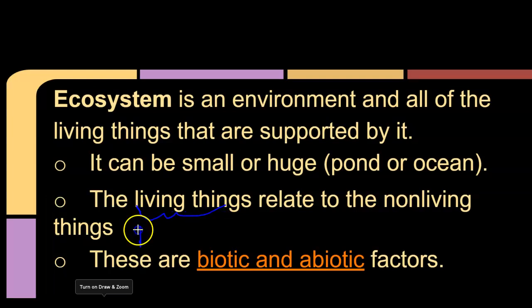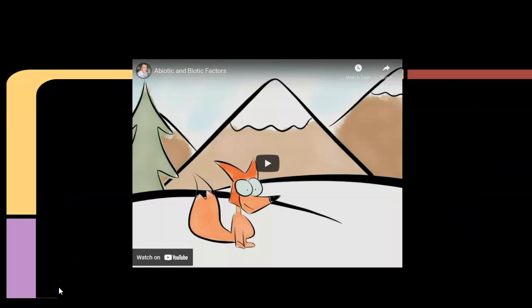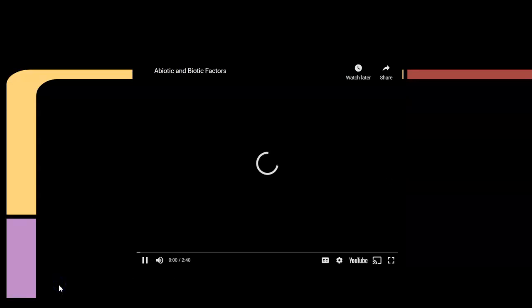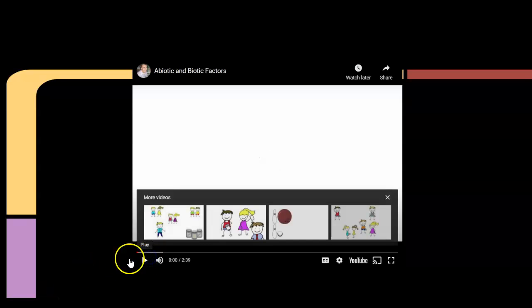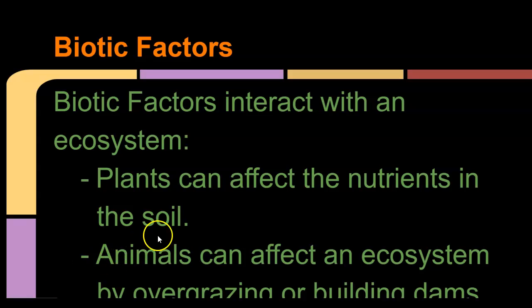So these living things are our biotic factors. Biotic, bio meaning life, and then non-living, the A in front of this means not, so abiotic means not living. There's a really good video there that I want you guys to make sure you watch.